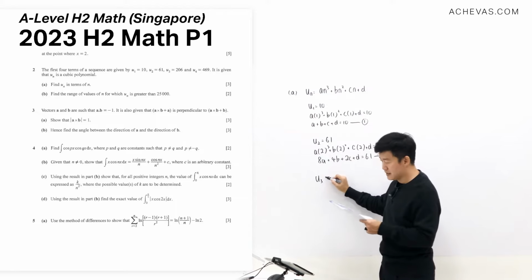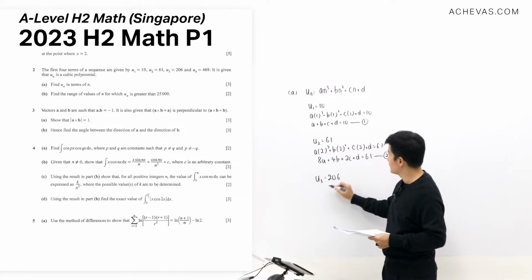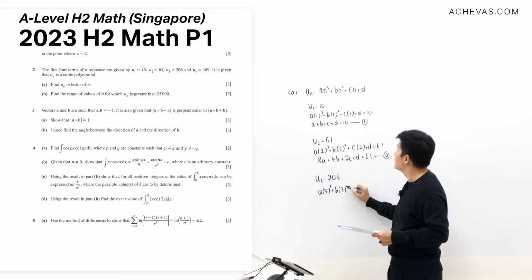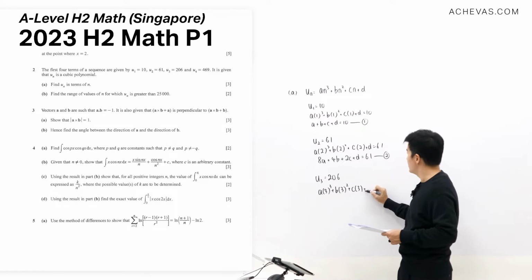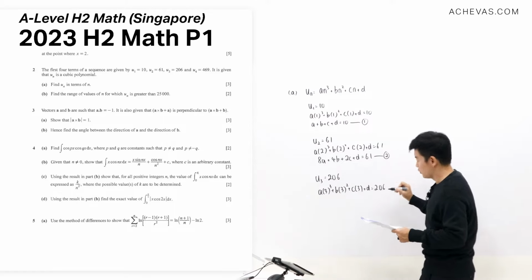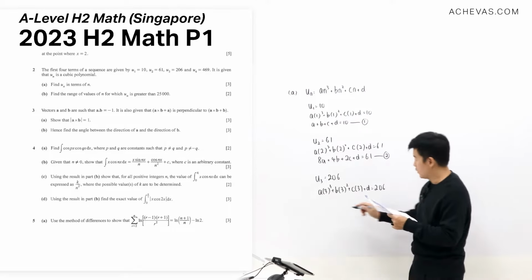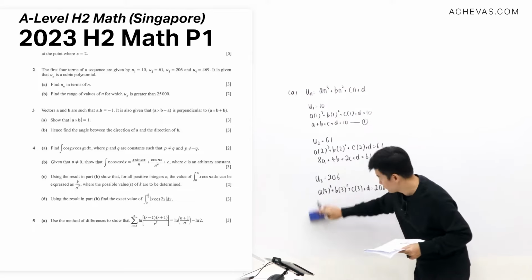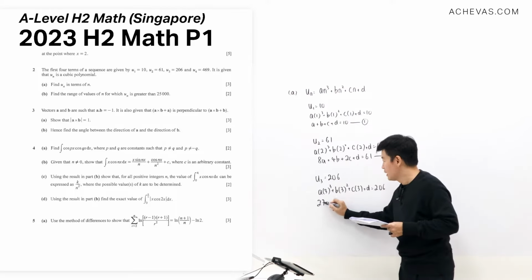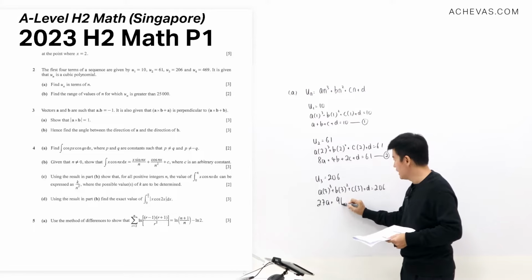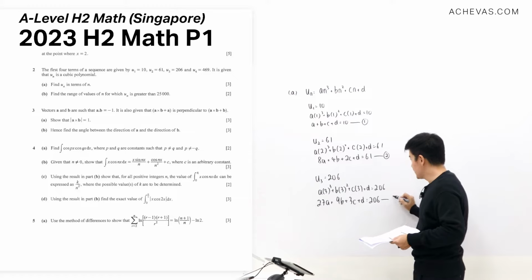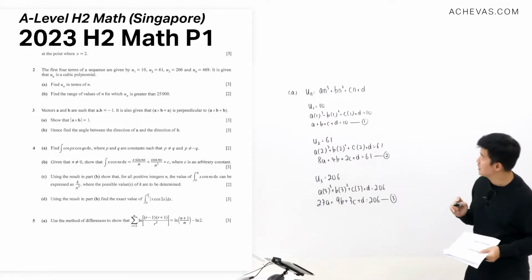And u3 is given to us as 206. So again, using this, u3 will be a 3 to the power of 3, b 3 squared, c times 3 plus d. This is equal to 206. So here is 27a plus 9b plus 3c plus d. This is equal to 206. This will form for us our third equation.